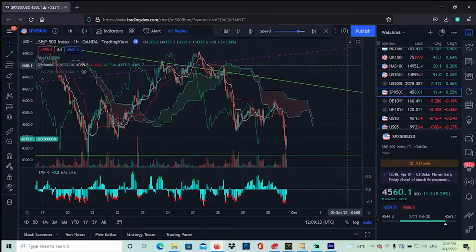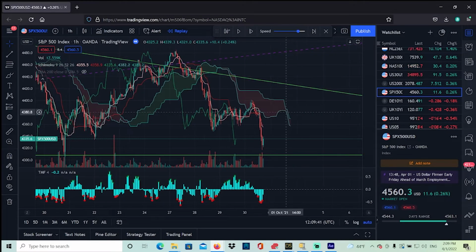Okay, so here's where we bring it all together in real time. We're looking at an hourly chart of the S&P 500 index starting on 30 September 2021. We're going to trade this through the fourth quarter of 2021. You see here a lot of my technical analysis things.